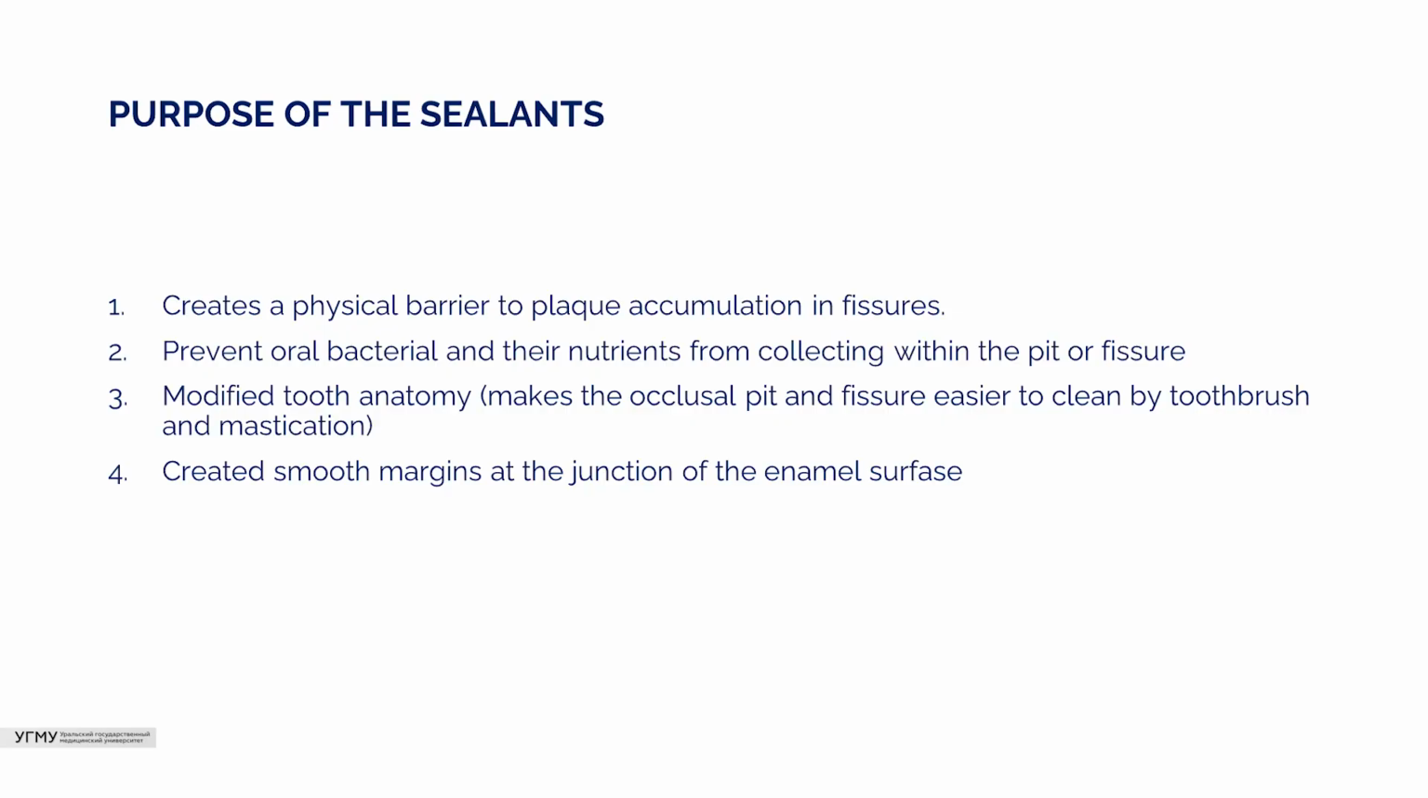Let's summarize the goal of fissure sealing. It provides a physical barrier to dental plaque, preventing oral bacteria and their nutrients from collecting within the pit of the fissure. Modified tooth anatomy makes the occlusal pit and fissure easier to clean by toothbrush and mastication. It creates smooth margins at the junction with the enamel surface.